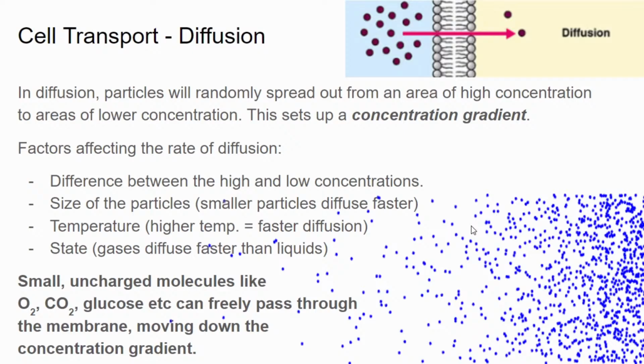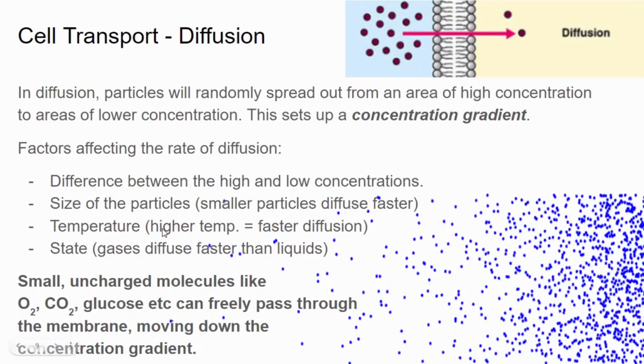So there are a couple of things that affect the rate of diffusion. The first one is the difference between high and low concentrations. So if there is a very high concentration on my right here and a very low concentration on my left, those blue dots are going to spread out and move down that concentration gradient reasonably quickly. Okay, they're going to spread out and move away from this area of high density. The size of the particles matters. The small particles will diffuse faster than large ones.